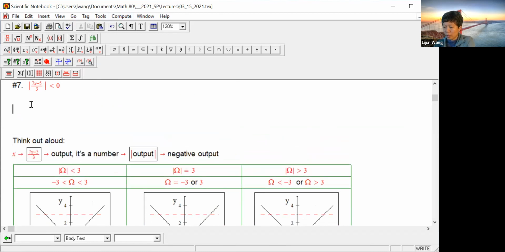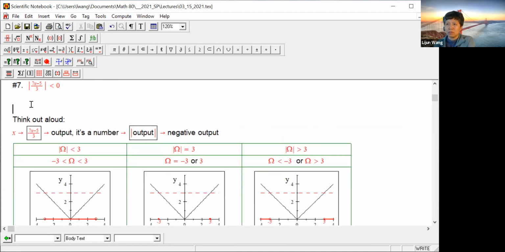However you look at that form, it's impossible, right? Because no matter what number you plug in here, the output can never possibly be negative, can it? After you take the absolute value of any number, the output is always going to be greater than or equal to 0. So that is impossible.